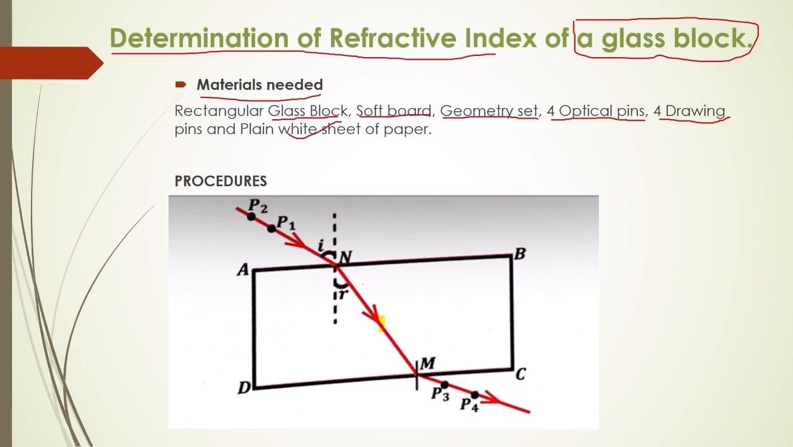So you are going to fix a white sheet of paper on a soft board using the drawing pins. If this is our sheet of paper, we can fix a pin there, another drawing pin here, another at this edge, and lastly one there. After fixing the pins, you bring the glass block and place it in the middle of the white sheet of paper.